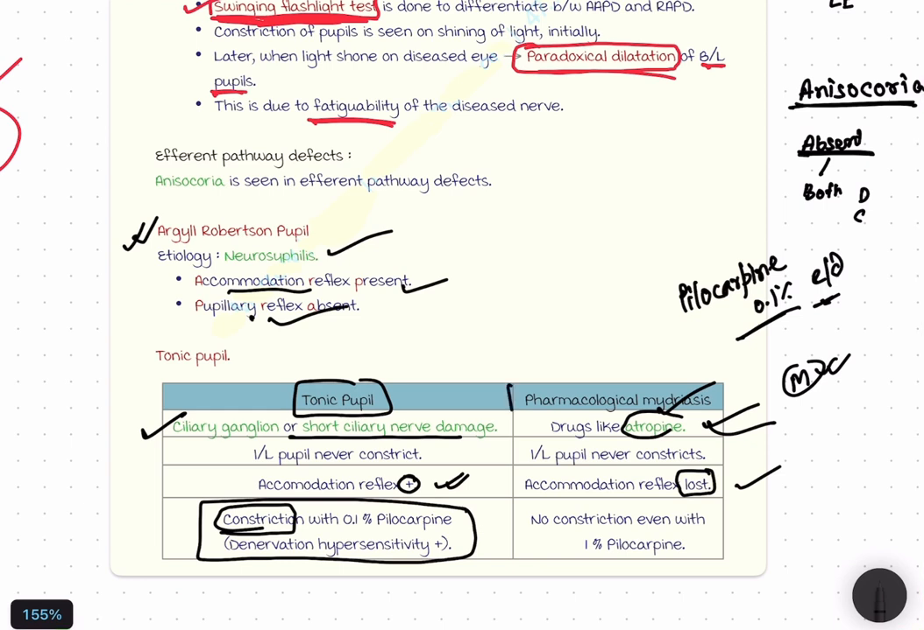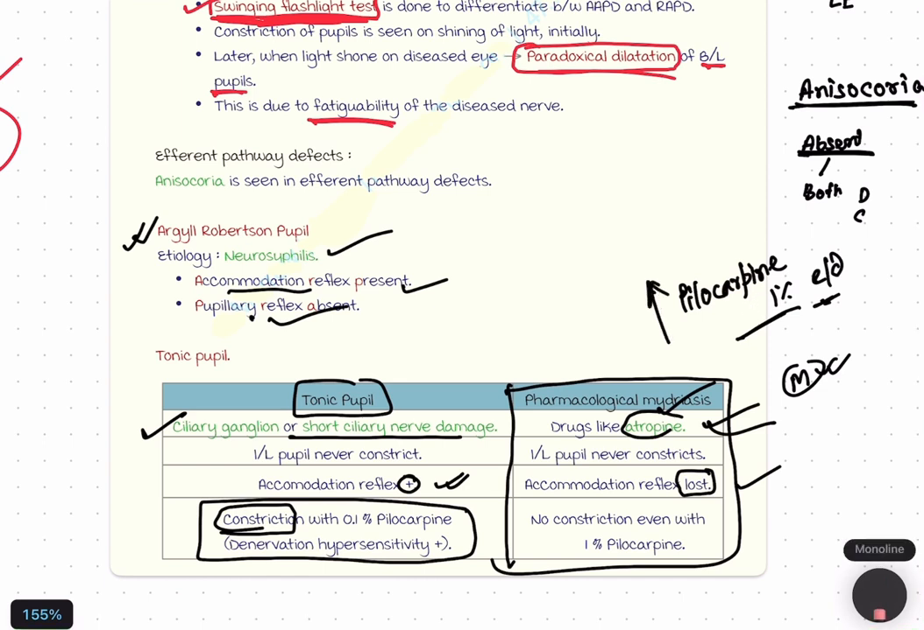Okay. Pharmacological mydriasis, on the other hand, you increase the pilocarpine concentration to 1%. Even at that concentration it is not going to constrict, because atropine is such a potent mydriatic that it cannot be reversed by 1% pilocarpine. In the tonic pupil, there is ciliary ganglion or short ciliary nerve damage, so obviously there will be denervation hypersensitivity present, which will be absent in the case of pharmacological mydriasis.